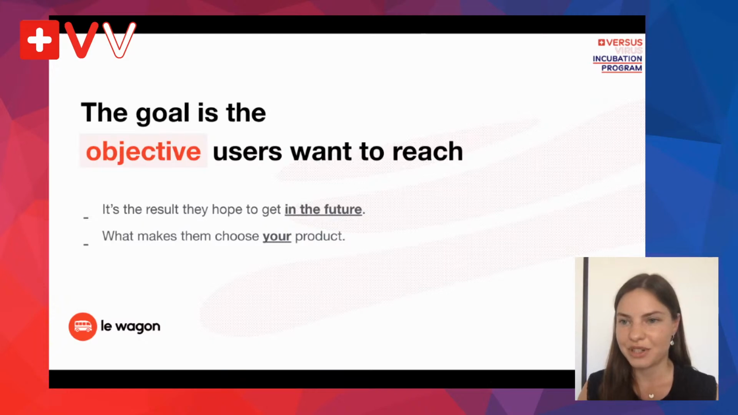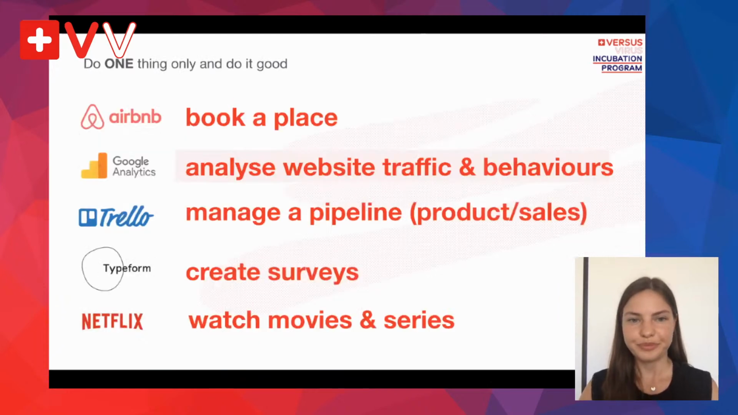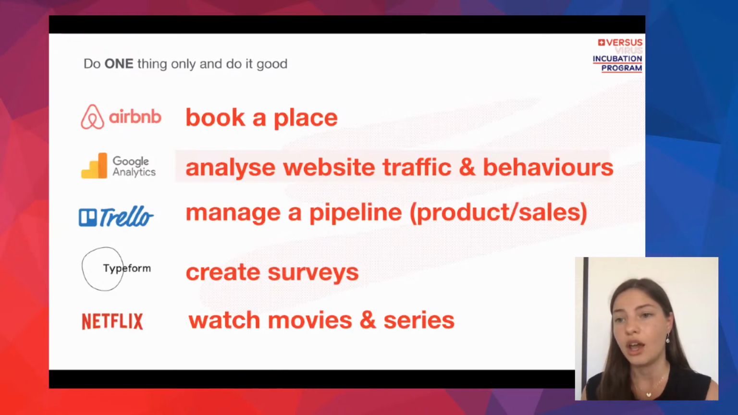So let's see some different examples of needs. Make sure to choose only one and do it well. Especially in the beginning, on a sprint, you want to choose only one need and focus on that need that the user will have. For example, for Airbnb, the core need that a user will have is to book a place for their holiday.